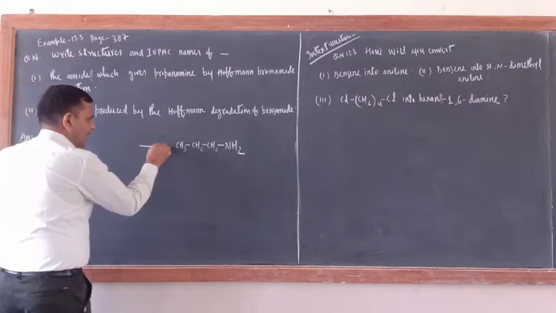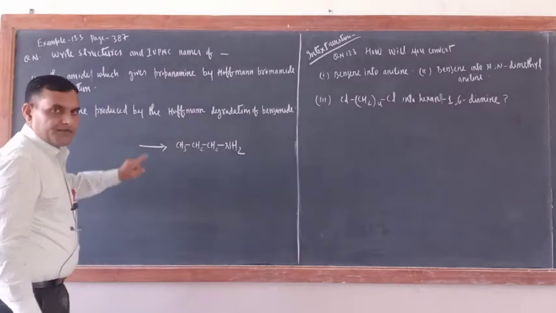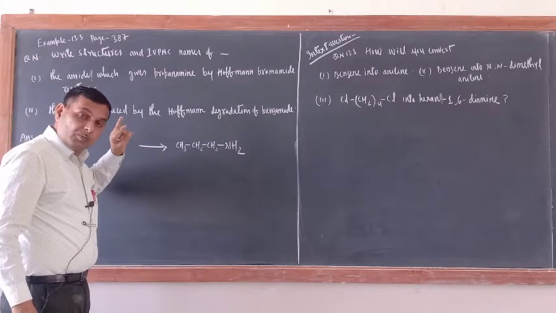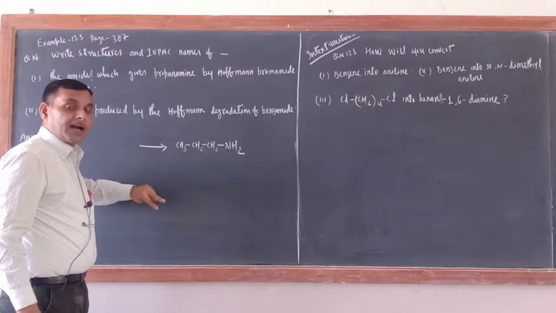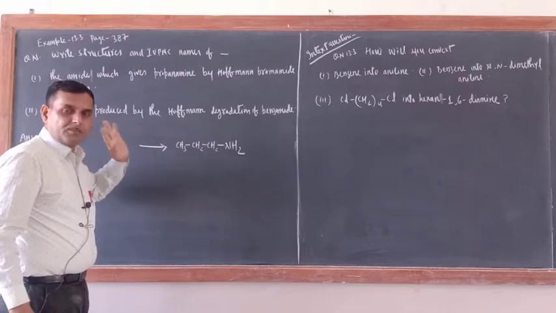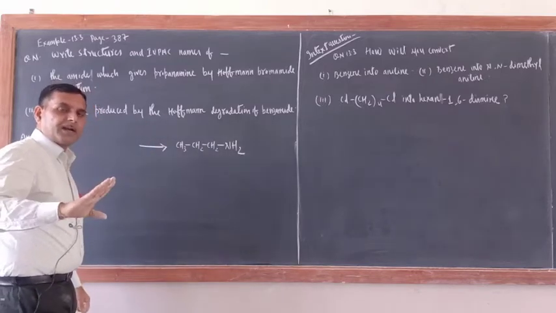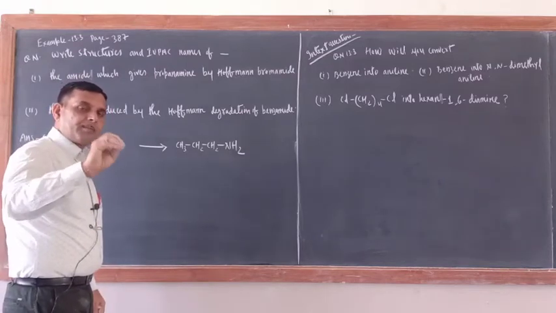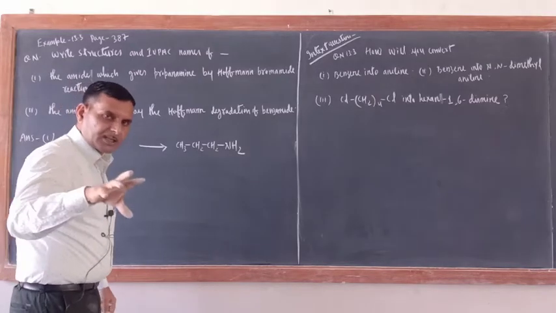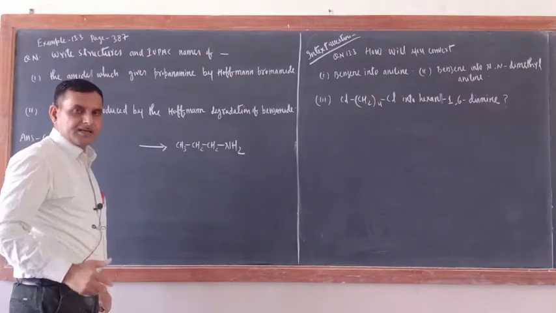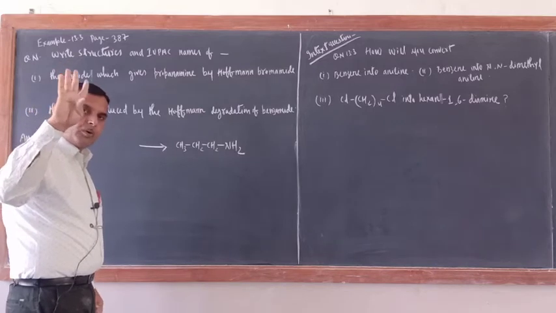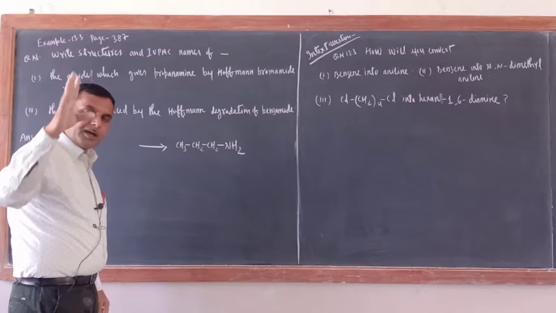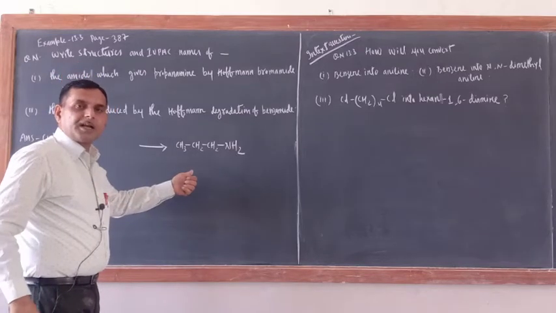So we know that in Hofmann bromamide reaction, whatever amide you take, the amine formed will have one carbon atom less than that. Once again listen, in Hofmann bromamide reaction, whatever number of carbon atoms you take in the amide, the amine will have one less. Actually the Hofmann bromamide reaction is a method of degradation of amides. So if you take an amide with 4 carbon atoms, the amine will have 3 carbon atoms. Okay, if 5, then you will get 4 carbon containing amines.